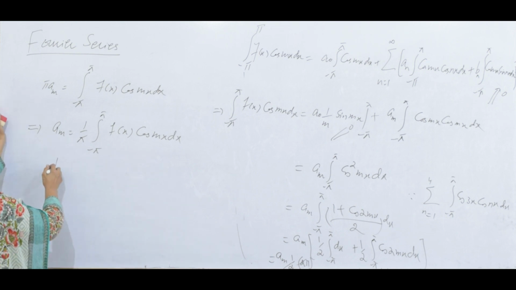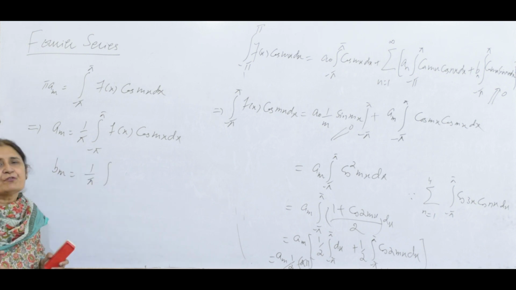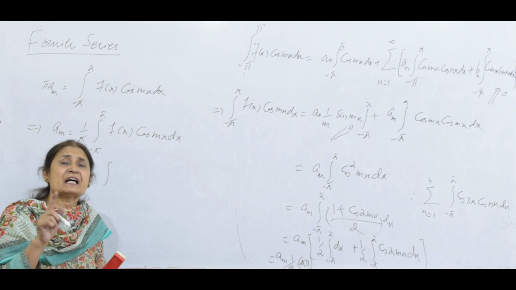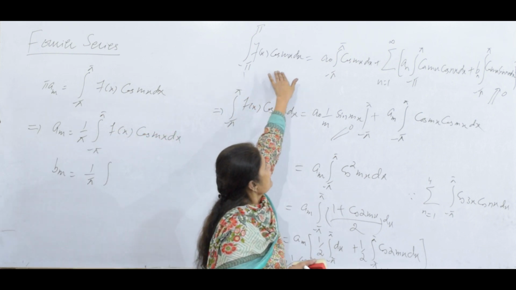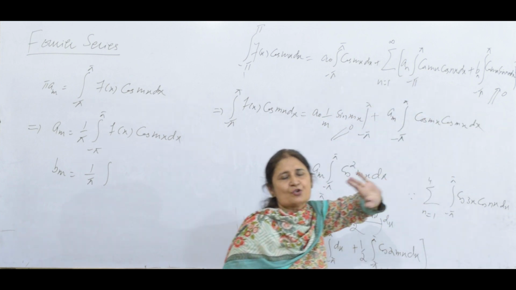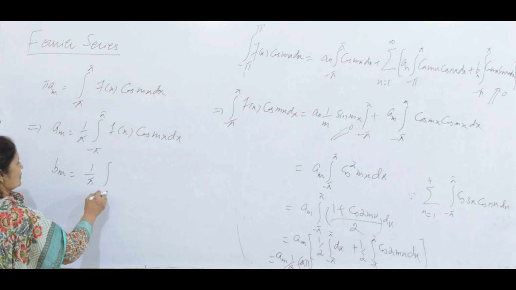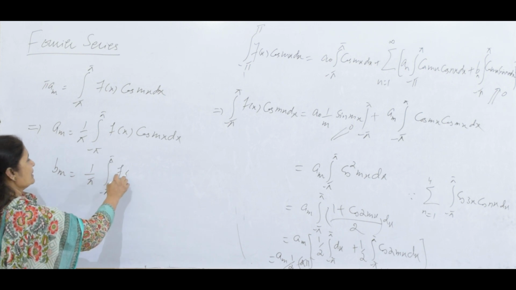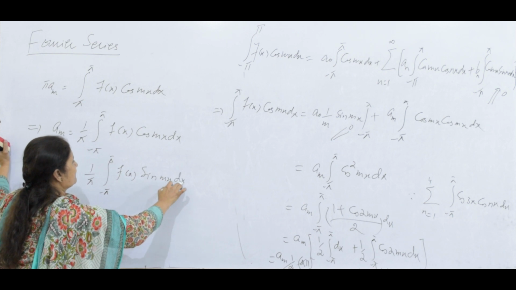Now this third one is as it is. In the third one, you have to multiply equation 1 by sine mx. You multiply sine mx there and here, then you apply the orthogonality of the trigonometric system, and you will see the result will be something like that: sine mx dx.